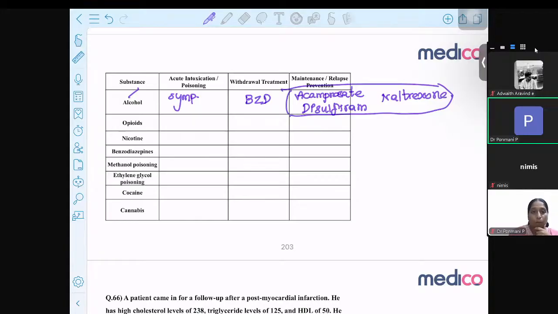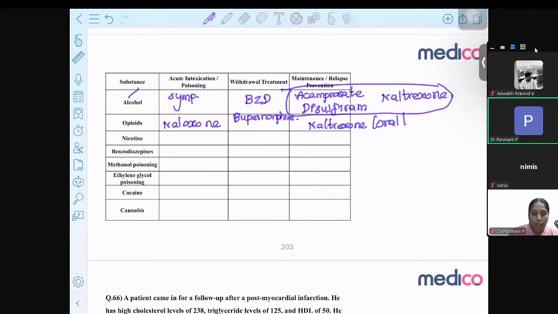And what about opioids? For opioids, for acute, what are we going to use? We are going to use naloxone. And for withdrawal, what we are going to use? We are going to give buprenorphine. What is buprenorphine? It is a partial agonist. Okay, so buprenorphine can be given for withdrawal treatment. And for maintenance, what we can give? Naltrexone, which is given via oral route.